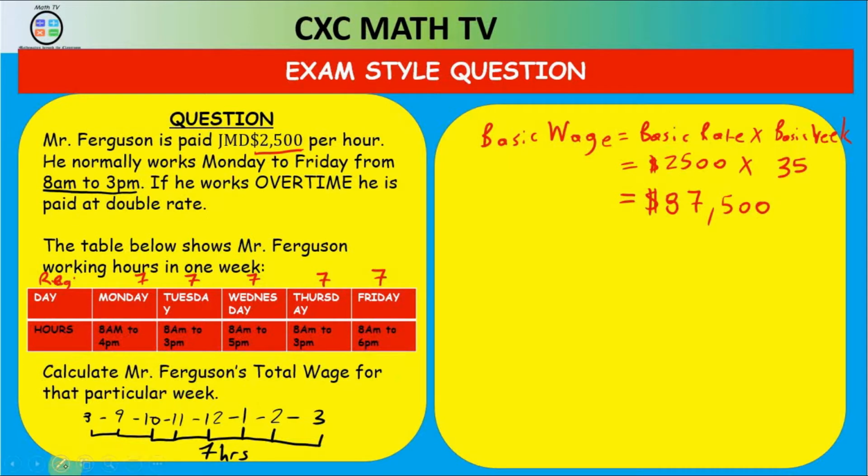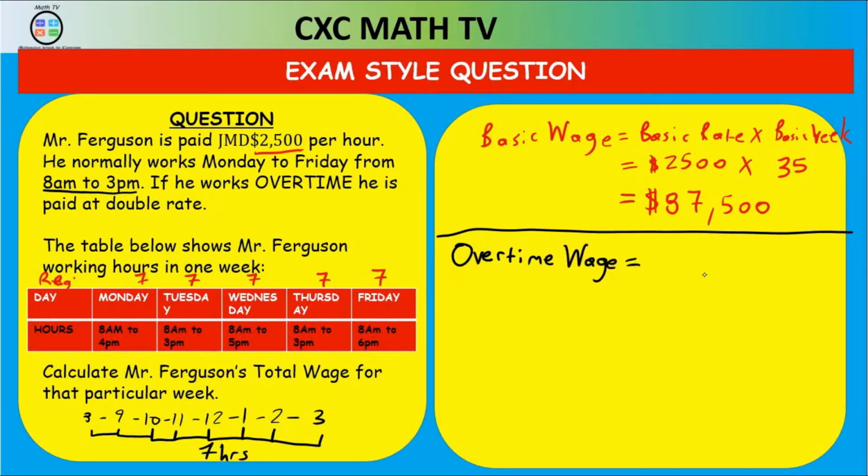Now we need to calculate his total wage. If you did this and stopped right there, that is not true. Remember, usually he works 8 to 3, and if he works overtime, he's paid at double rate. So now we need to work out his overtime wage. We have to look at how many hours he worked overtime. So it's the overtime rate multiplied by the number of overtime hours worked.